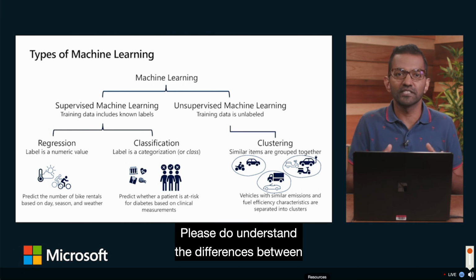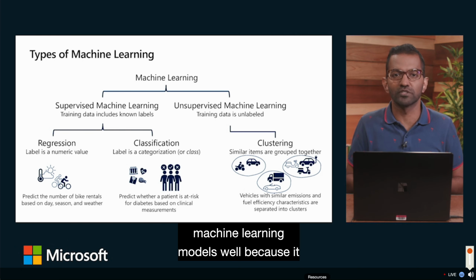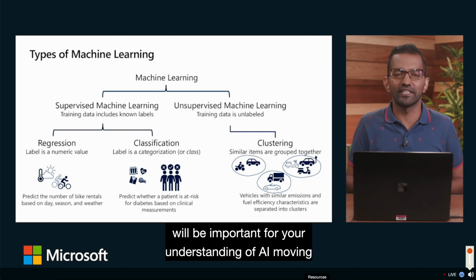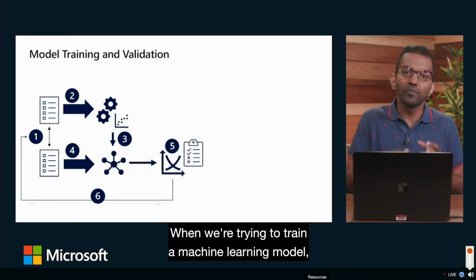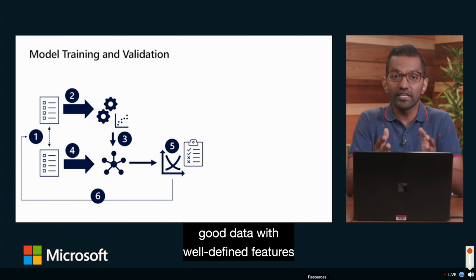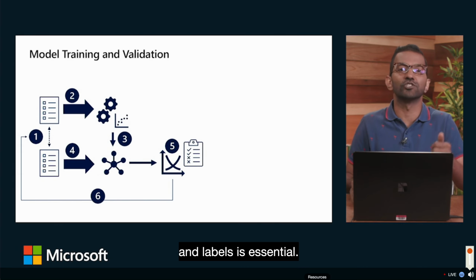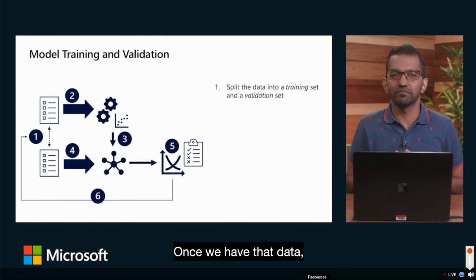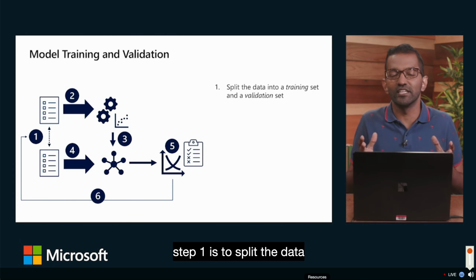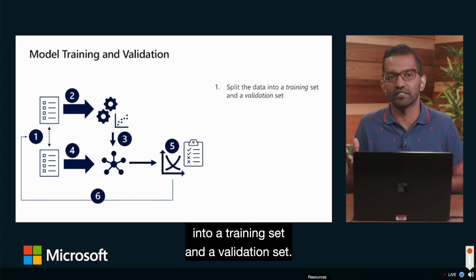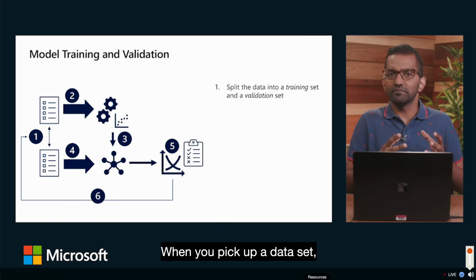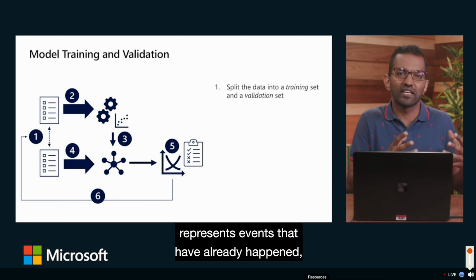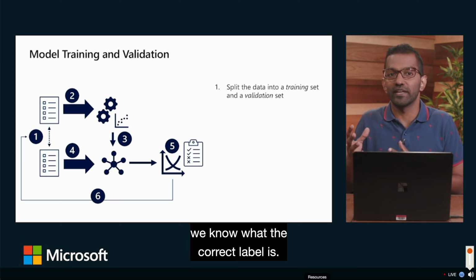Please do understand the differences between these three types of machine learning models well, because it will be important for your understanding of AI moving forward and for the AI 900 exams. When we are trying to train a machine learning model, good data with well-defined features and labels is essential. And once we have that data, step one is to split the data into a training set and a validation set. And we often do a 70-30 or an 80-20 split. What does this mean? When you pick up a data set, since the data set represents events that have already happened, we know what the correct label is.